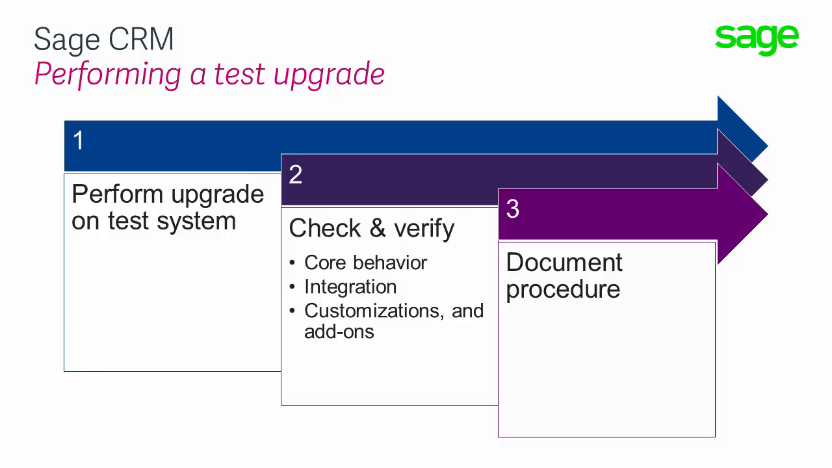When the upgrade is run, so when a customer or a partner is running the upgrade on the test system, you're going to need to be able to check and verify that everything still works as it should. That includes the core behavior of the sales, marketing and customer service modules, as well as the integration with the accounting system and any other customizations that you may have made. And finally, you need to document if you found any defects during the upgrade process that you may have noticed and the action that was required to ensure correct behavior within the system.